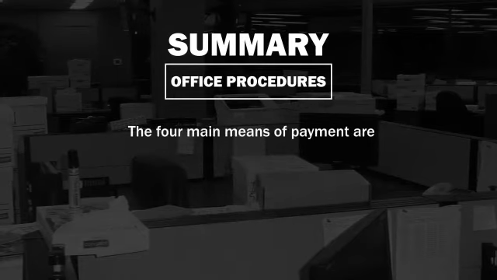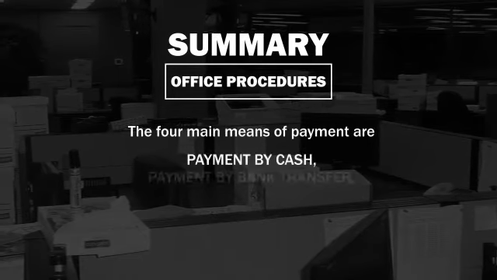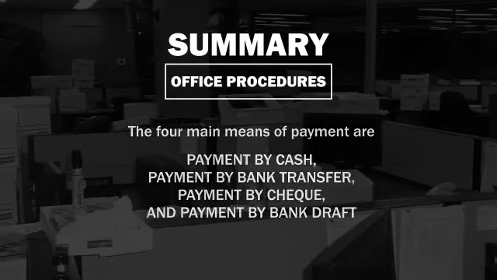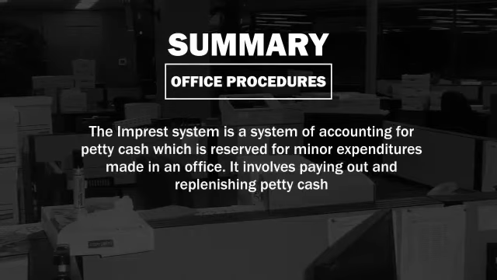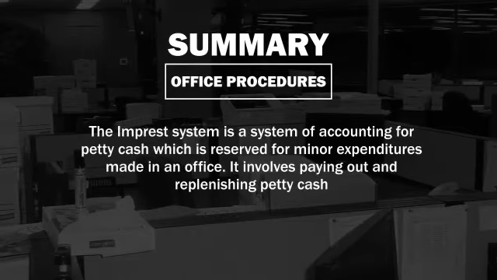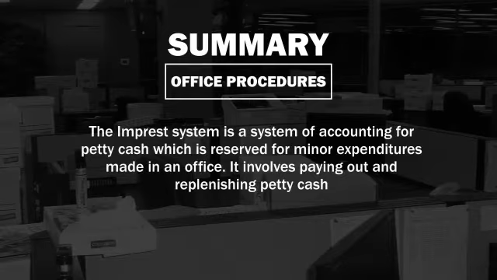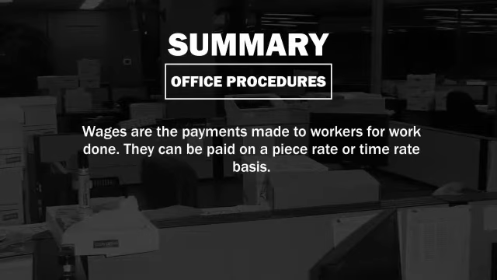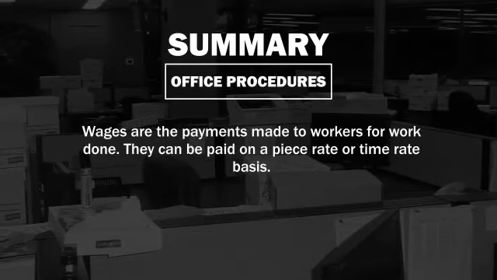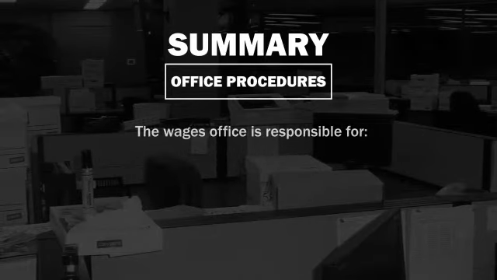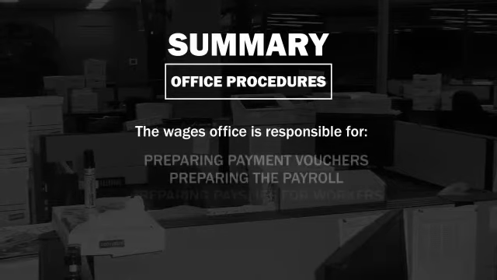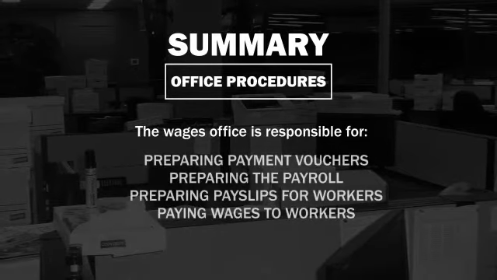The four main means of payment are payment by cash, payment by bank transfer, payment by check, and payment by bank draft. The imprest system is a system of accounting for petty cash, which is reserved for minor expenditures made in an office. It involves paying out and replenishing petty cash. Wages are the payments made to workers for work done. They can be paid on a piece rate or time rate basis. The wages office is responsible for preparing payment vouchers, preparing the payroll, preparing pay slips for workers, and paying wages to workers.